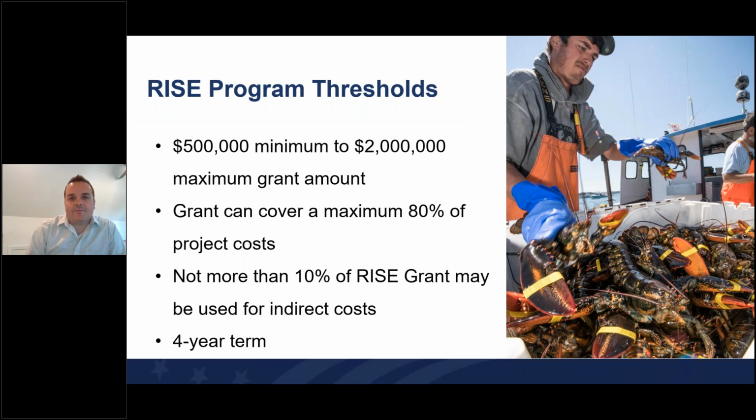So some thresholds in the RISE grant program: the minimum is $500,000, the maximum is $2 million, and it is a cost sharing program. The grant can cover a maximum of 80% of eligible project costs, and not more than 10% of the RISE grant may be used for indirect costs. And it does have a 4-year term associated with the grant. Next slide, please.